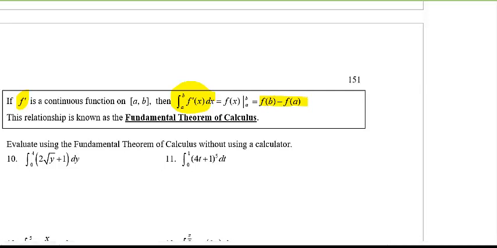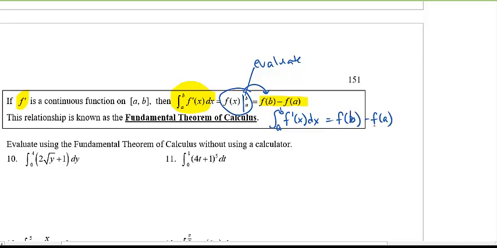Now some textbooks have used this notation. This notation is exactly the same as that. This is the function f of x, and then that bar means you want to evaluate from f of b to f of a. This relationship is known as the fundamental theorem of calculus. It's so fundamental that I'm going to make you write it twice. F prime of x dx equals f of b minus f of a. Fundamental theorem. You've got to know it.